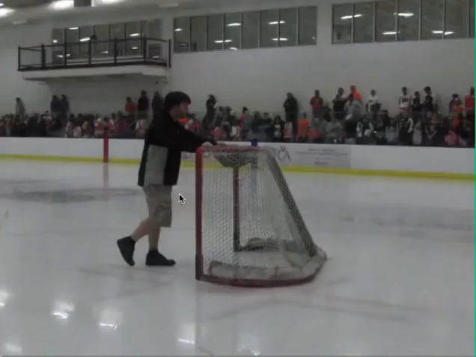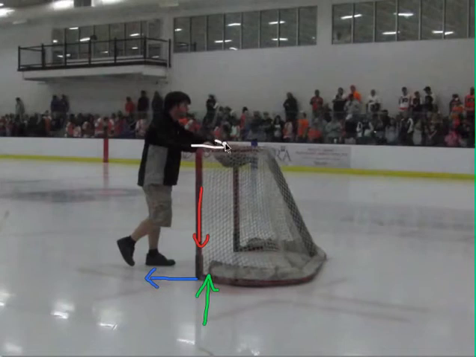Okay, we've got this kid pushing a hockey net across the ice, and just like we had before, we've got the force of gravity pulling down on the net. We've got the force of normal pushing up on the net. We've got friction acting against the motion. And we have the force applied from this person's arms pushing the net forward.